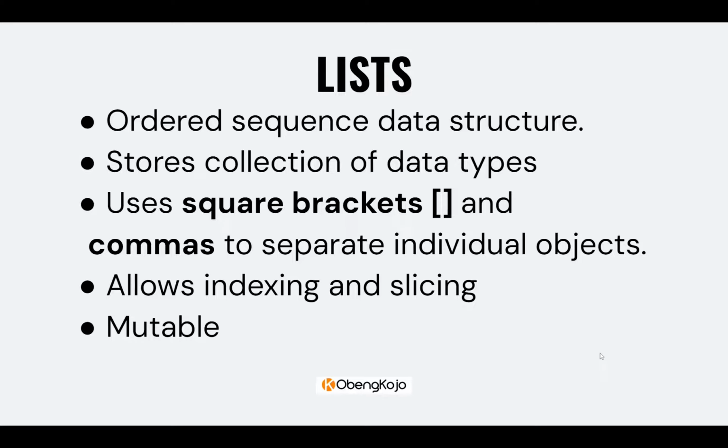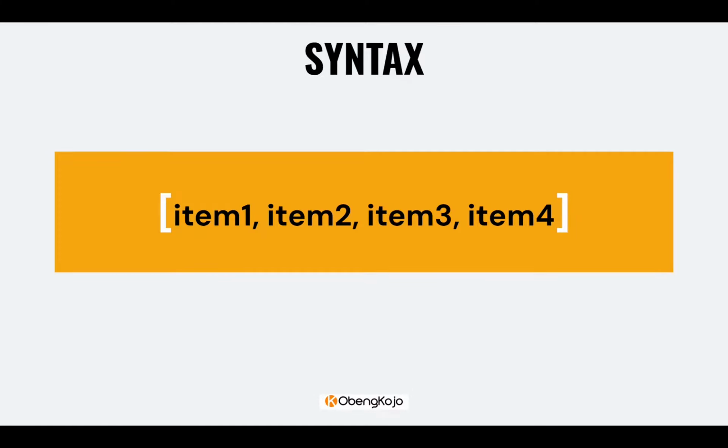In creating a list, we make use of square brackets, and then we use a comma to separate each individual object within the list. As I said earlier, it allows indexing and slicing, meaning that we can use indexing to access the individual values within a list, or we can use slicing to access multiple values within a list. And again, they are mutable in the sense that we can update the items within the list after creation.